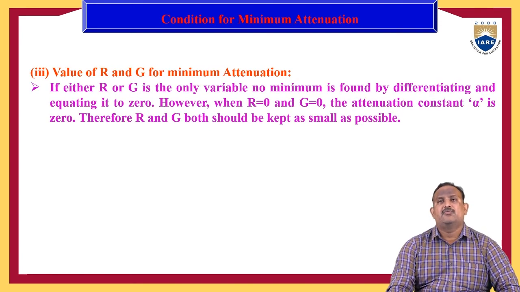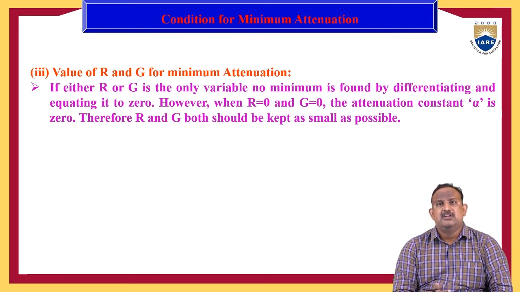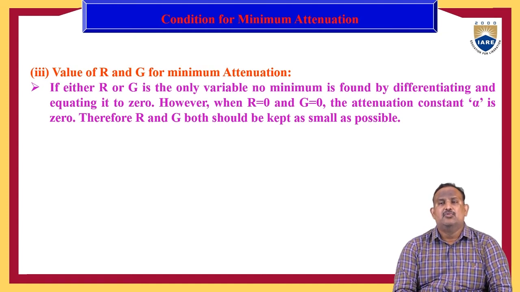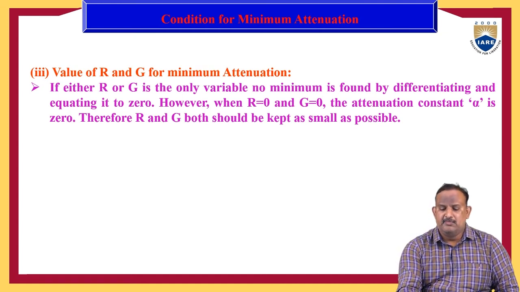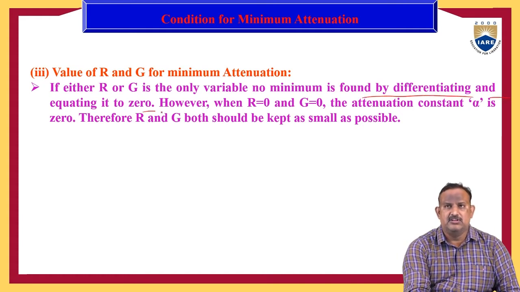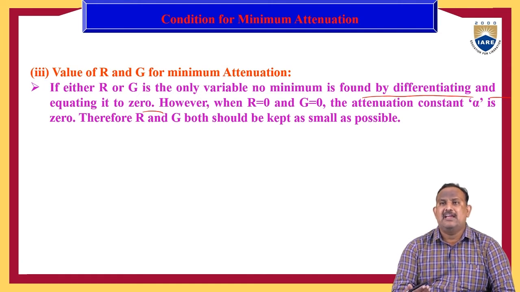Here we need to find the value of R and G for minimum attenuation. If either R or G is the only variable, no minimum is found by differentiating and equating to 0. However, when R equals 0 and G equals 0, the attenuation constant alpha is 0. Therefore, R and G both should be kept as small as possible to get the minimum attenuation.